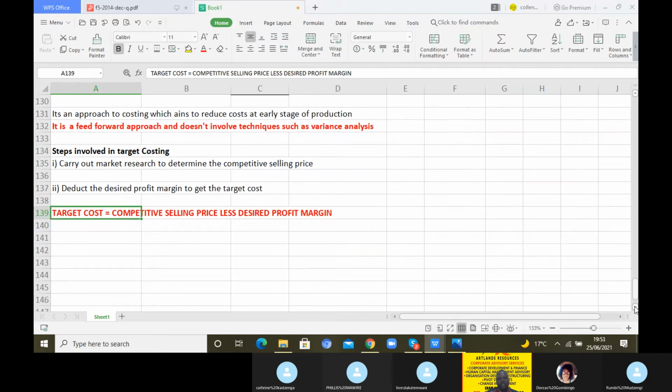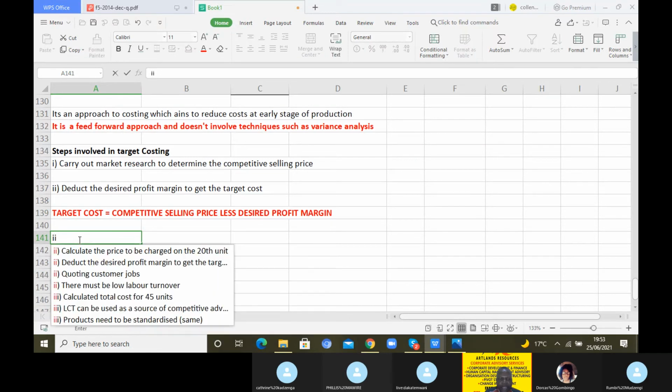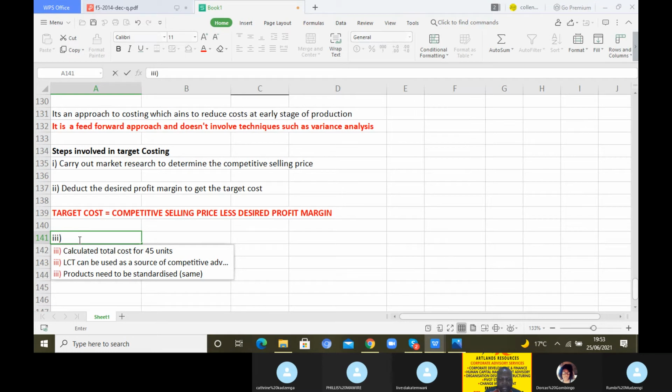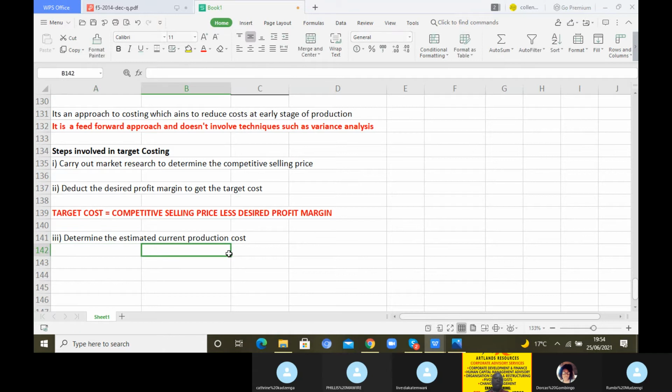And what then do you do after that? Step number 3: determine the estimated current production cost. You need to understand how much it really costs if you carry out your normal operation. That's the estimated current production cost.